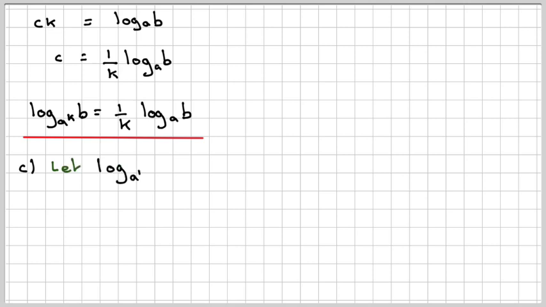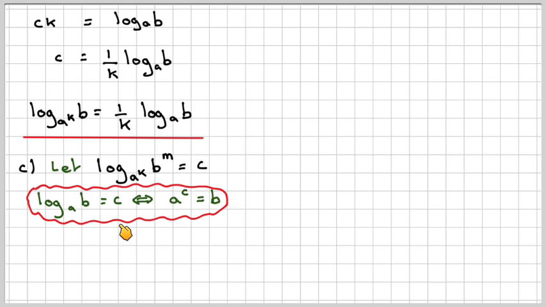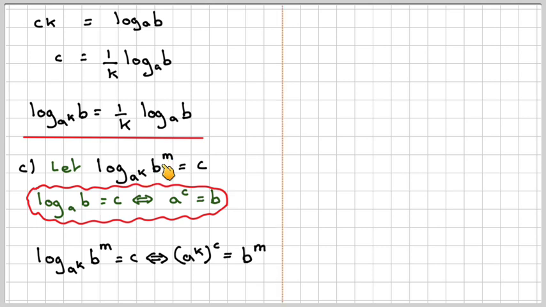Finally, let log to the base a to the k of b to the m be equal to c. So applying this rule, log to the base a of b is equal to c implies a to the c is equal to b. So the base is a to the power of k. We're going to get a to the power of k to the power of c is equal to b to the m. This is all going to be b to the m in this one. Again, using that rule of indices, we can say that a to the ck is equal to b to the m.